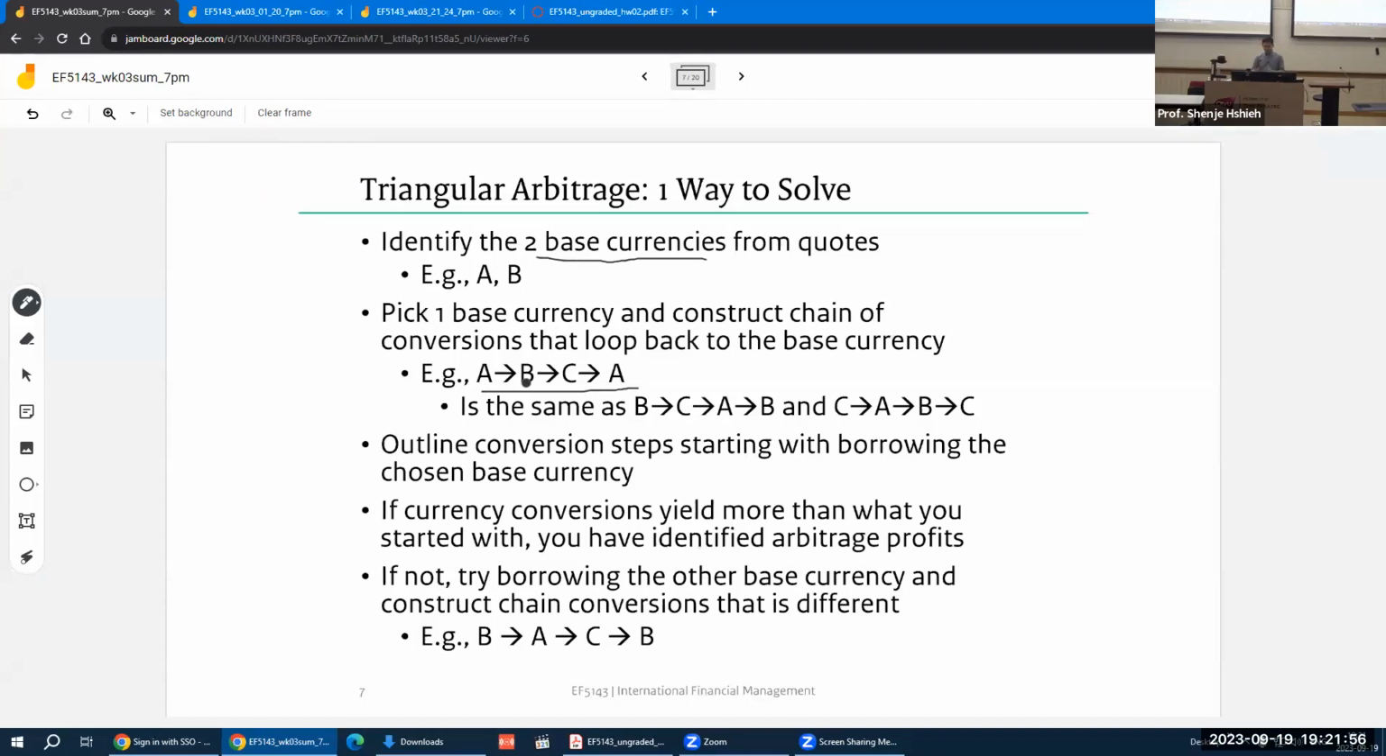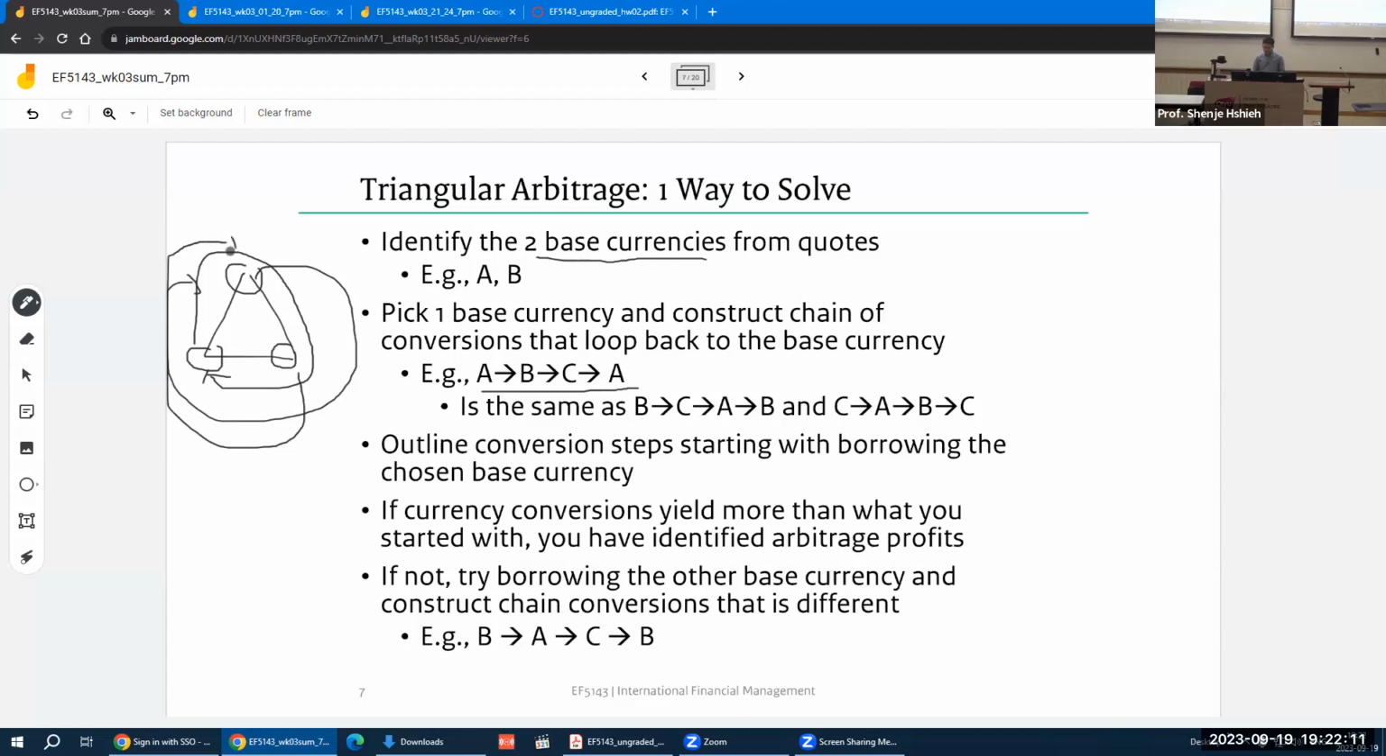So you only have to check one route, right? You only have to check one starting point, right? It doesn't matter which point you start from. As long as you check from one starting point, you're done, okay? You either conclude that there's arbitrage or there's no arbitrage.